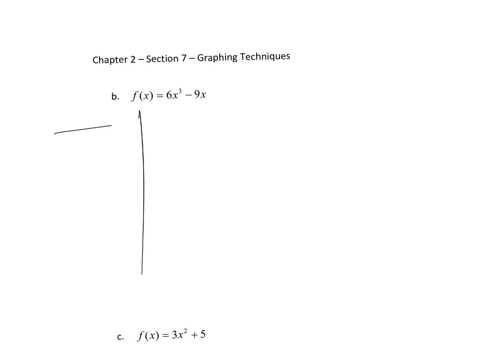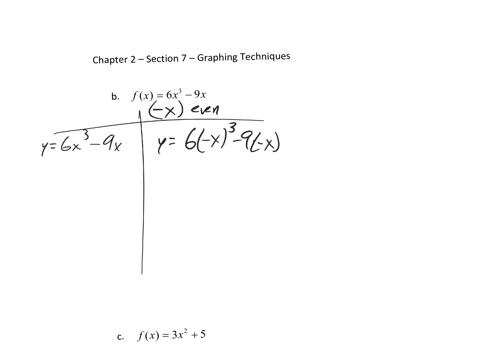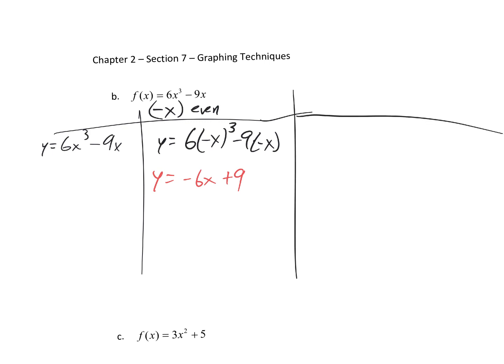Okay, so we can say, hey, y equals 6x cubed minus 9x. Let's go ahead and try negative x to see if it's even. Okay, y equals 6 negative x cubed minus 9 negative x. And you're going to see these do not cancel out because of those odd exponents. So negative 6x cubed plus 9x. And you'll see these are actually opposites of one another. That's kind of a good sign for this being an odd function, actually. So let's see if that actually does check out.